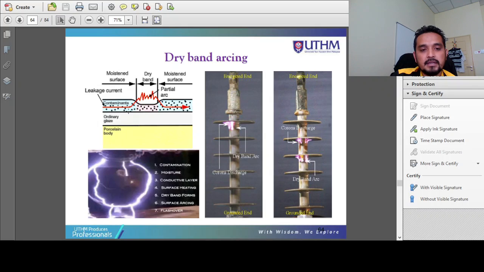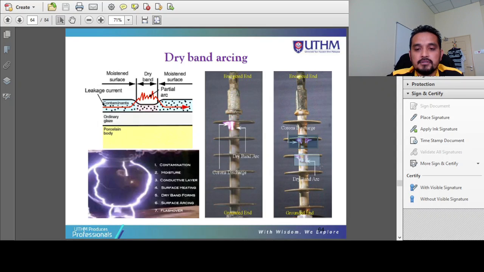Once we have the dry band, that will trigger the arcing. The current will try to jump over this to reach this condition that leads to total flashover. Okay, this is the dry band phenomenon. This is the physical thing happening here. This is considered intense. Why is it intense? Because we are energized with the high voltage.